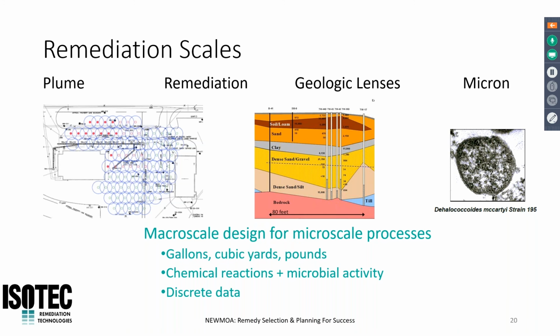Really, we need to be thinking about what the geologic scale is. We have lenses that may be only a few inches or a few feet. And then looking down at the micron or the sand grain and the microbiological scale, we've got our Dehalococcoides, one of our heroes of remediation here. We're preparing these macro scale designs where we're thinking about gallons that we're going to inject, how many cubic yards we're going to treat, how many pounds of oxidant we're going to add. But the reactions and the action is happening at the microbial and at the geological scale. So again, it's getting that delivery into the scales that we want, despite having these macro scale designs. I want us thinking about that when we're thinking about our delivery tools.